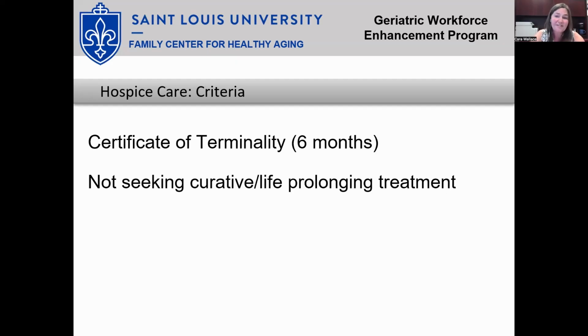Someone never loses their benefit of hospice care once you are on it. You can be on it as long as you continue to be eligible for hospice. If you come off of hospice care, you never lose your hospice benefit. You can come back to it when your condition necessitates or you become appropriate again under these criteria. And again, after the certificate of terminality, which we've talked about several times, is this idea of not seeking curative or life-prolonging treatment.